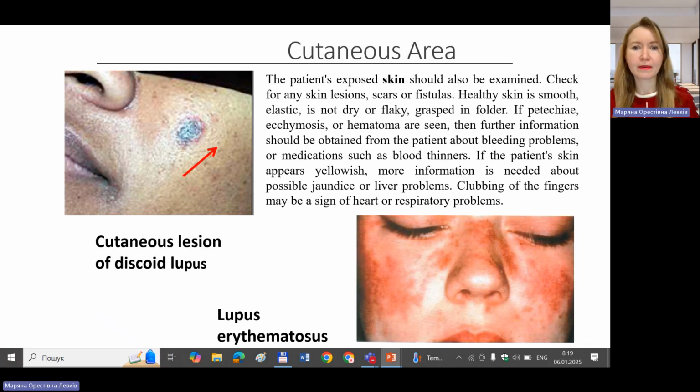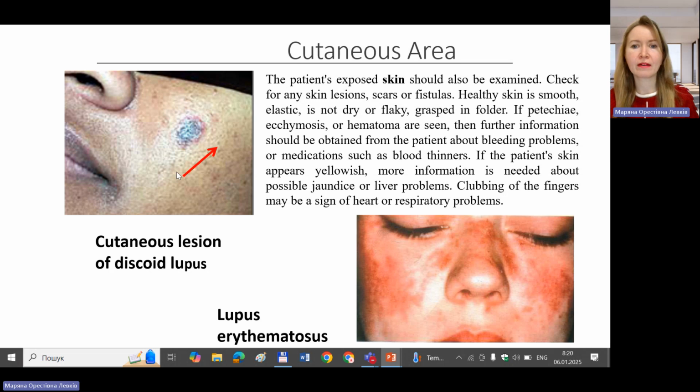The next area to which attention should be paid is the cutaneous area. The patient's exposed skin should be examined. Check for any skin lesions, scars, or fistulas. Healthy skin is smooth, elastic, and not dry or flaky.